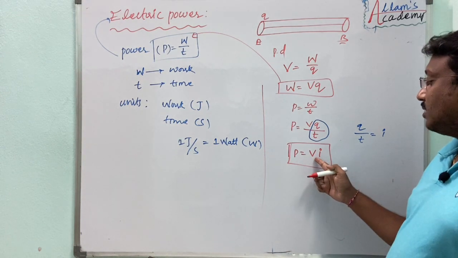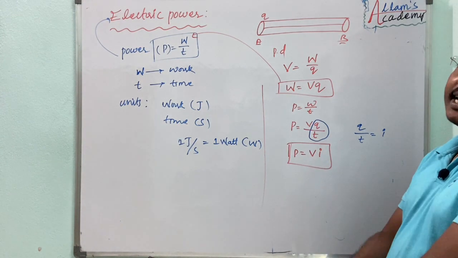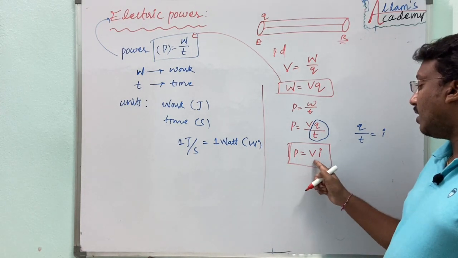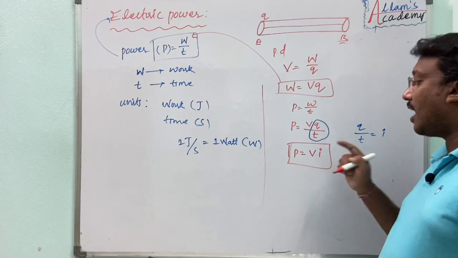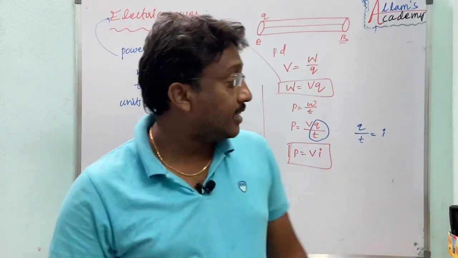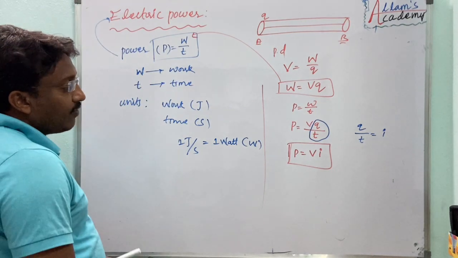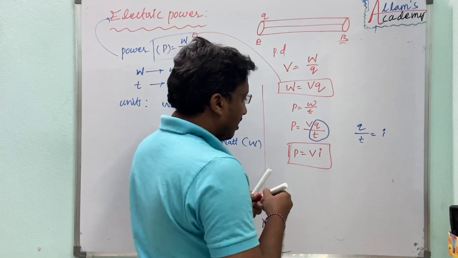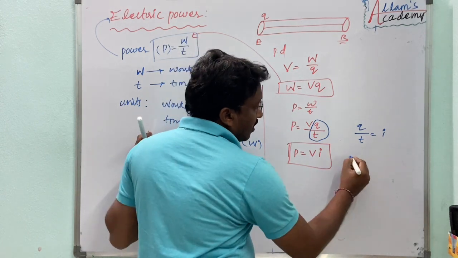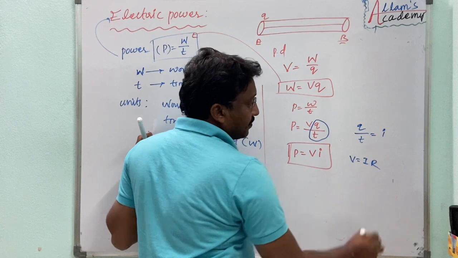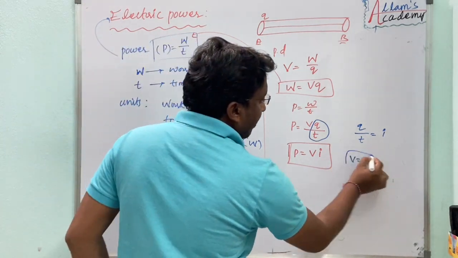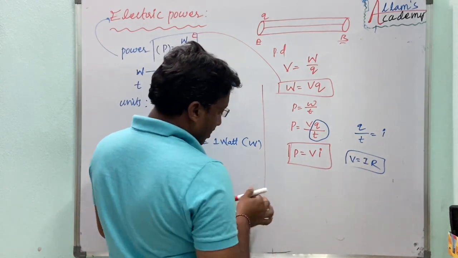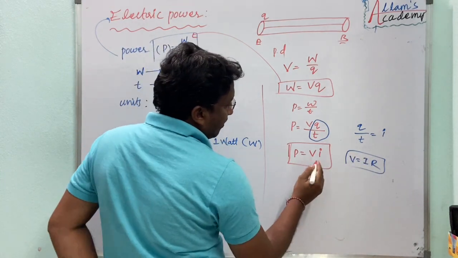When we know the potential difference and electric current, P equal to VI. Sir, instead of V I will write I and R by using Ohm's law principle, V equal to IR. Here I am going to write IR instead of V.